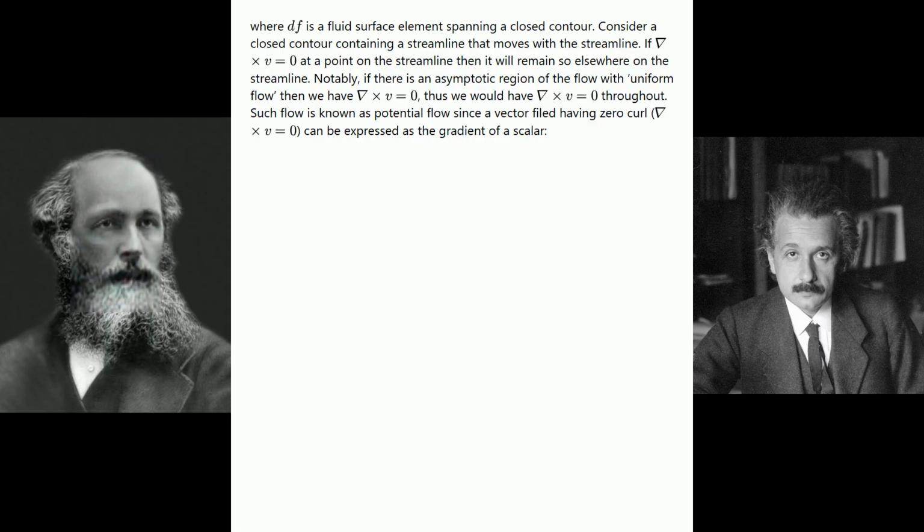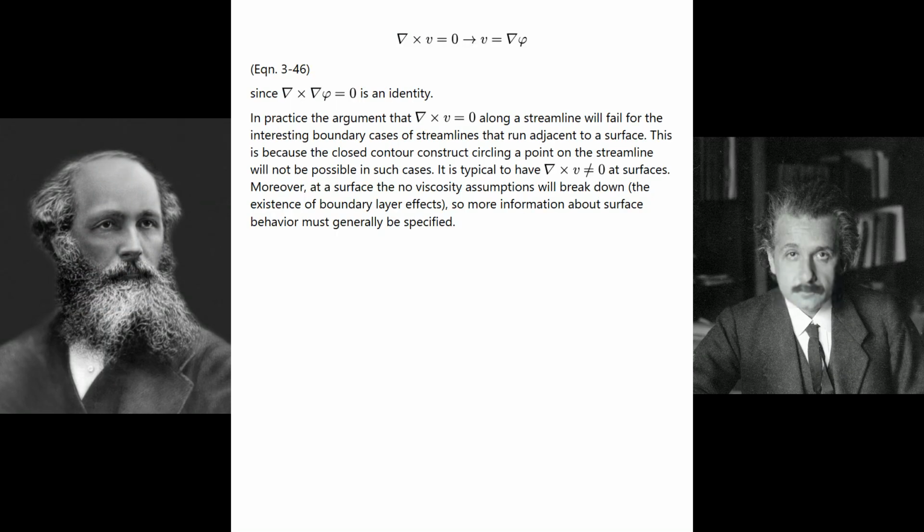Consider a closed contour containing a streamline that moves with the streamline. If gradient cross V equals 0 at a point on the streamline, then it will remain so elsewhere on the streamline. Notably, if there is an asymptotic region of the flow with uniform flow, then we have gradient cross V equals 0, thus we would have gradient cross V equals 0 throughout. Such flow is known as potential flow since a vector field having 0 curl, gradient cross V equals 0, can be expressed as the gradient of a scalar. See equation 3-46, since gradient cross gradient phi equals 0 is an identity.